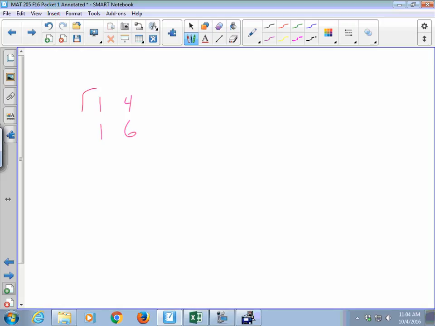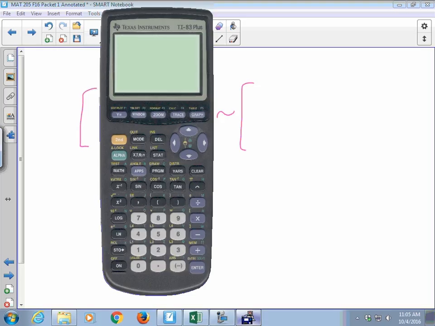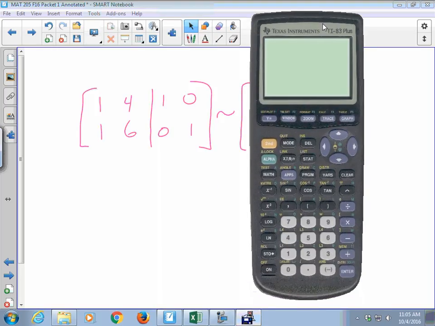You take your matrix, augment it with the identity, and row reduce. Okay. If your matrix has an inverse, you'll end up with the identity on the left and the inverse of the matrix on the right. So I'll have the calculator do this so we can get an idea of how this works.